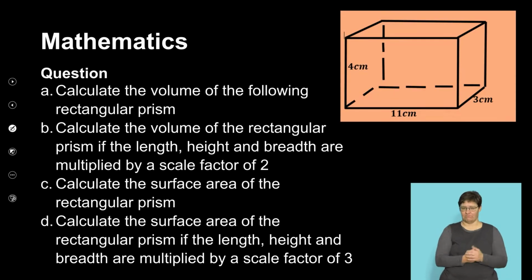So guys, for this question, we have been given a rectangular prism. We are first going to calculate the volume of the particular rectangular prism. Then we're going to calculate the volume of the rectangular prism if the length, height, and breadth are multiplied by a scale factor of 2. For C, we're going to calculate the surface area of the rectangular prism. And then D, we're going to calculate the surface area of the rectangular prism if the length, breadth, and height are multiplied by a scale factor of 3.